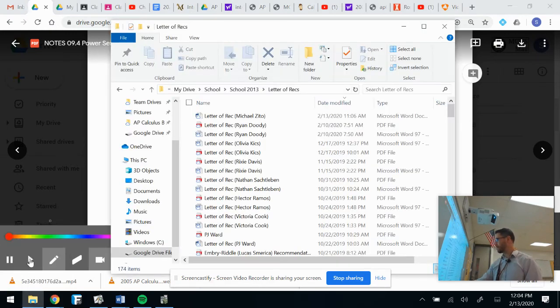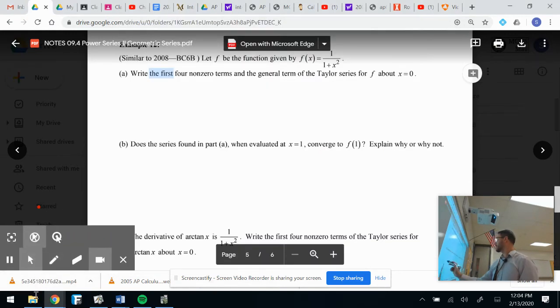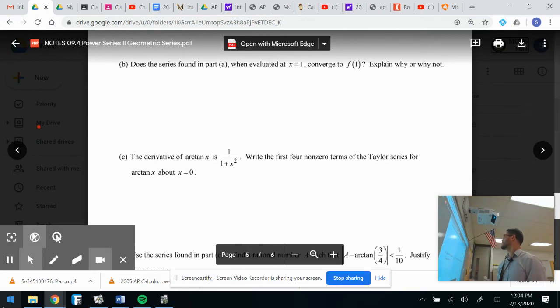All right, here we go. Okay, let's get up here. Does the series found in part A converge at x equals 1?